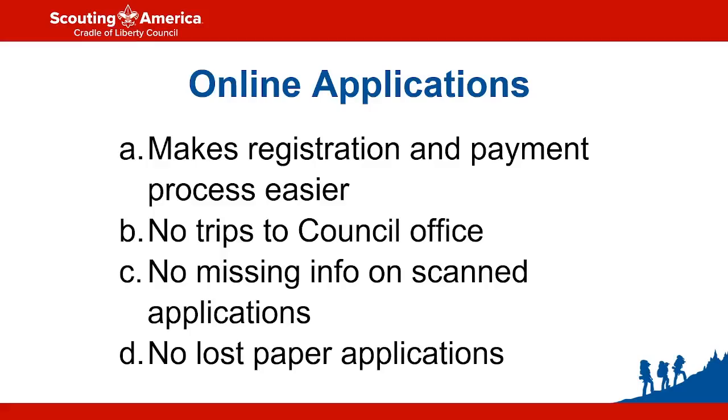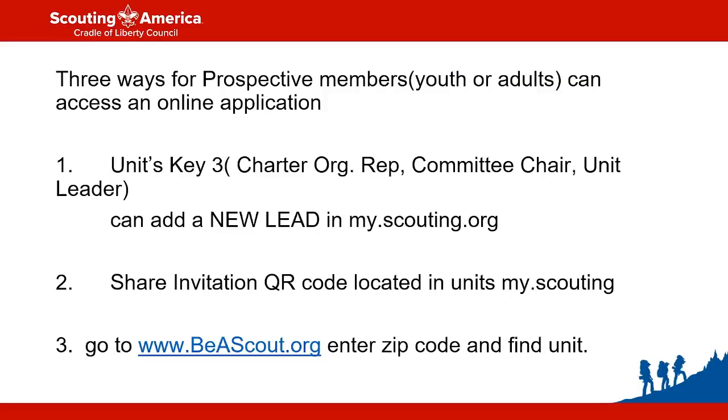Online applications make the registration and payment process much easier. There's no more trips out to the council office. We don't have to worry about any missing information or signatures on scanned or paper applications, and nothing gets lost anymore with online apps. There are three ways for a new prospective member, both youth and adult, to access an online application that we will break down in the following slides. The first is for one of your unit's Key 3 to add a new lead in My.Scouting. The next is to share an invitation QR code that is also located on My.Scouting. And the last is for the prospective new member to send you an online app straight through BeAScout.org.